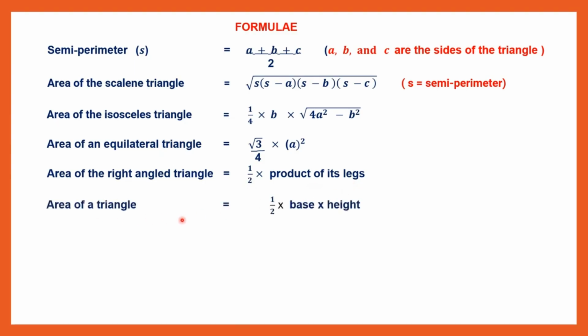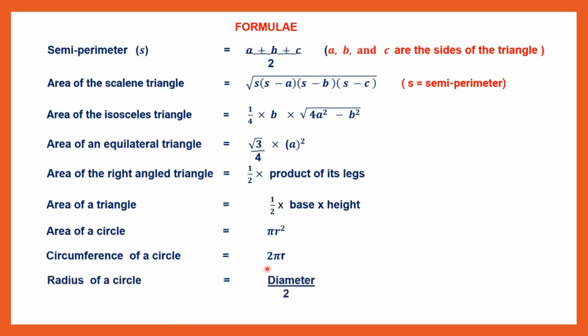Area for a triangle, a general triangle that we are going to find, the area will be 1 by 2 into base into height. Now the area of a circle, we will be using pi r square, where r is the radius. To find the circumference of the circle, the formula is 2 pi r, again r is the radius. Now if you have to find the radius of a circle, the formula is diameter divided by 2. So these are all formulae that you need to learn by heart so that you can apply it in your questions. So let's begin the exercise.